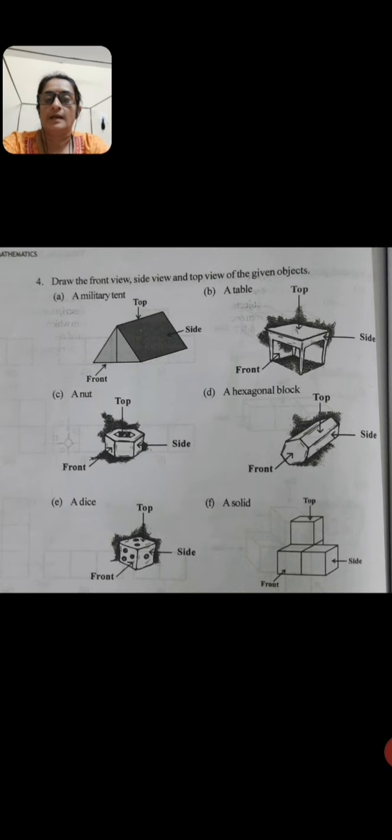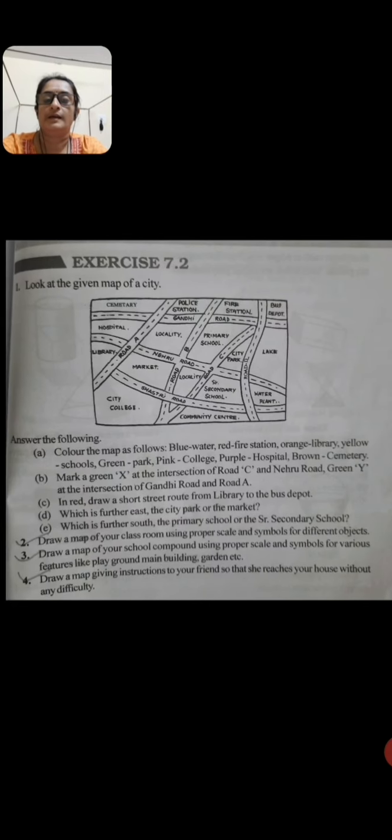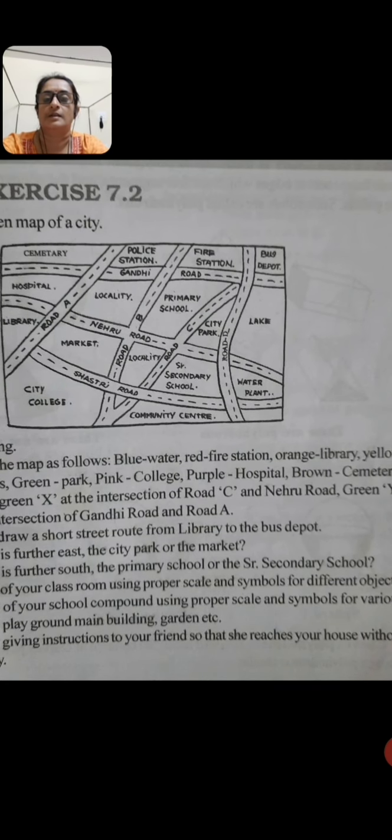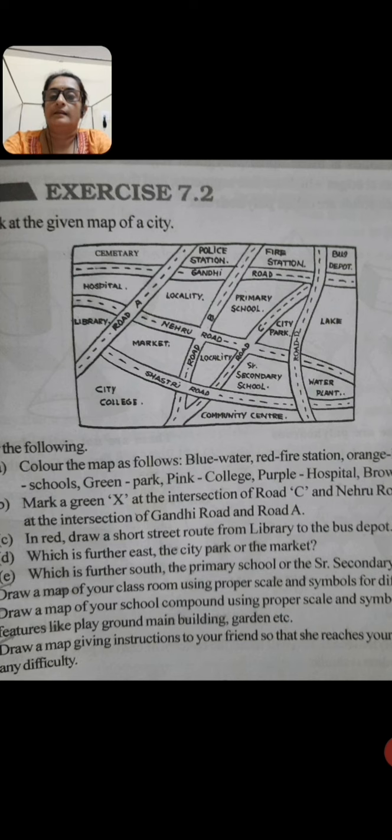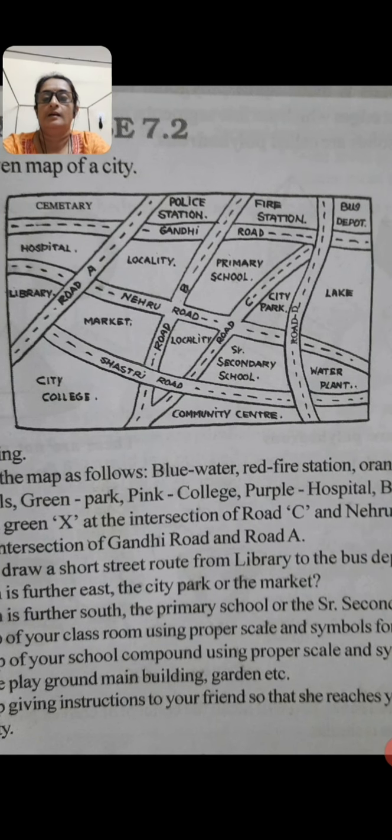Now let us go to exercise 2. There you have to do the map reading. Now you have done this map reading earlier also, children. Here given is a map of a city. There are some different locations. Some roads are given. The vertical roads which are given have names like road A, road B, road C and road D. And horizontal roads are there. They have names as Gandhi Road, Nehru Road and Shastri Road.